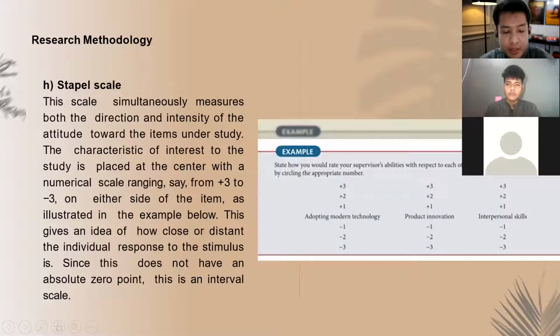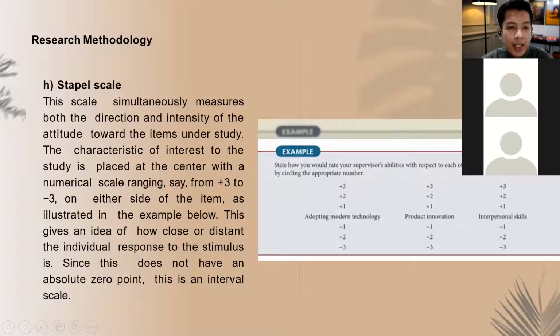The next is the Stapel scale. The scale simultaneously measures both the direction and intensity of attitude toward the items under study. The characteristic of interest to the study is placed at the center with a numerical scale ranging, say, from +3 to -3 on either side of the item, as illustrated in the example below. This gives an idea of how close or distant the individual response to the stimulus is. Since this doesn't have an absolute 0 point, it is an interval scale. So this is the example.